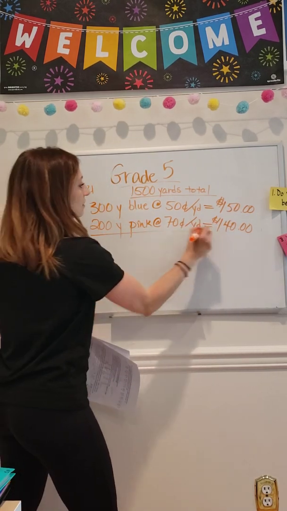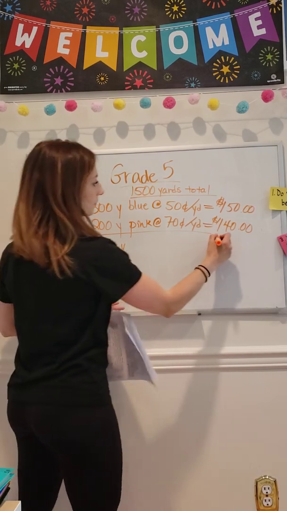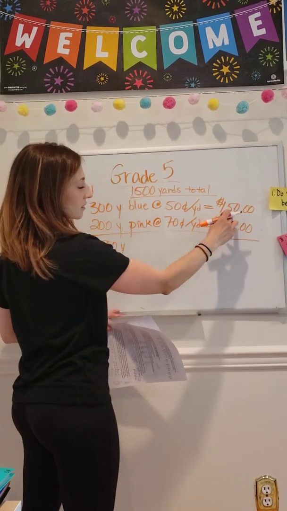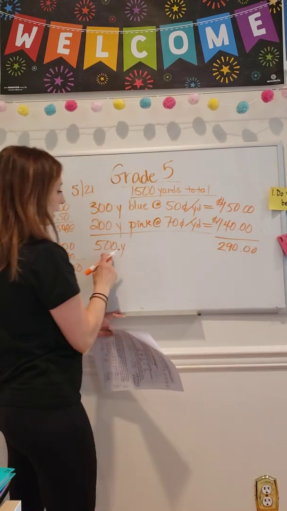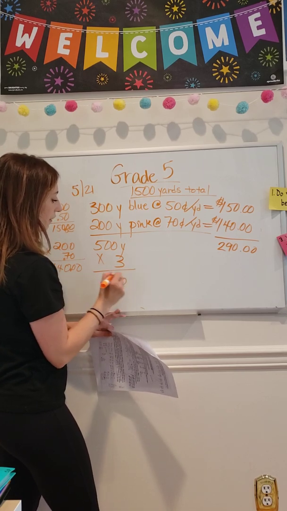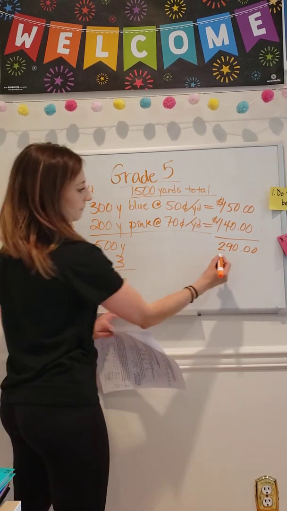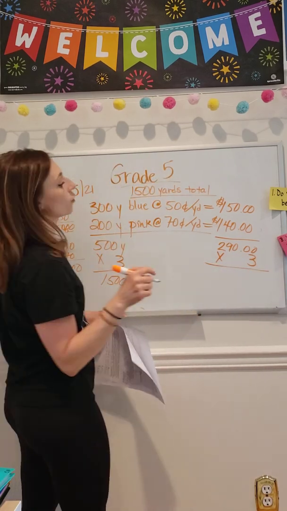So if she repeats this, it gives her 500 yards of fabric, and she has a cost of $290, and she's going to repeat that 3 times. That will give her 1,500 yards, and that will give her the total cost before the coupon.